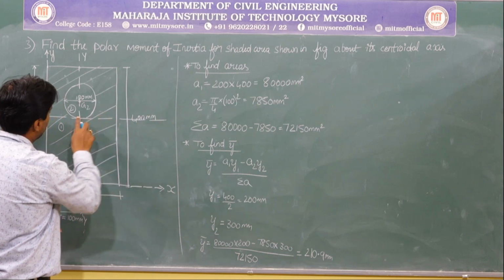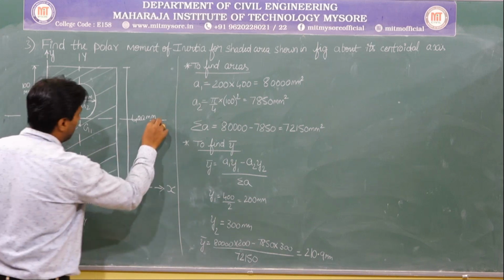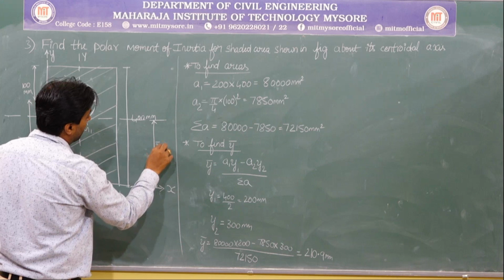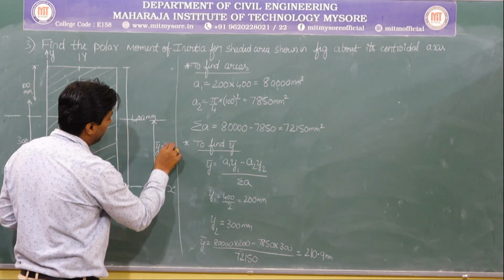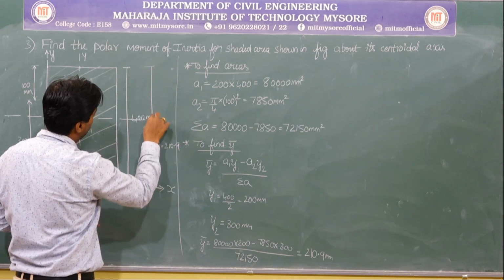I don't know where it exactly is, but for the time being let me mark it here. Now this particular distance, I will call it y bar. So if this is y bar, what is that value? It is 210.9. Soon after getting this, let me mark the remaining distance.